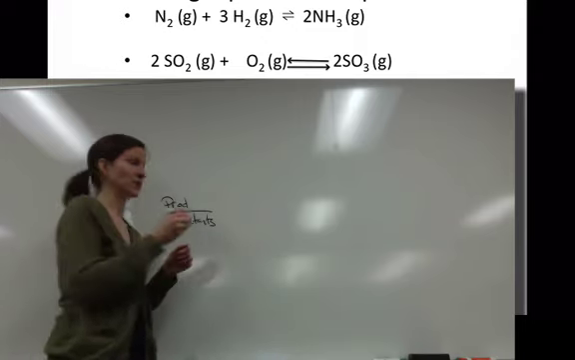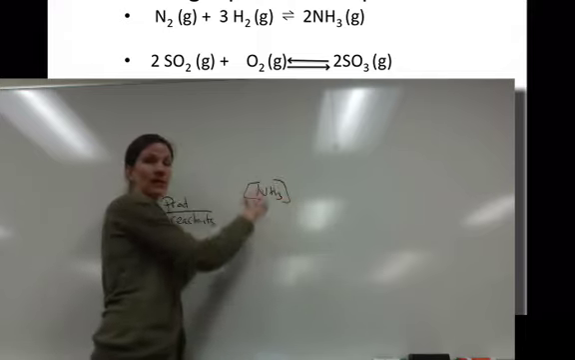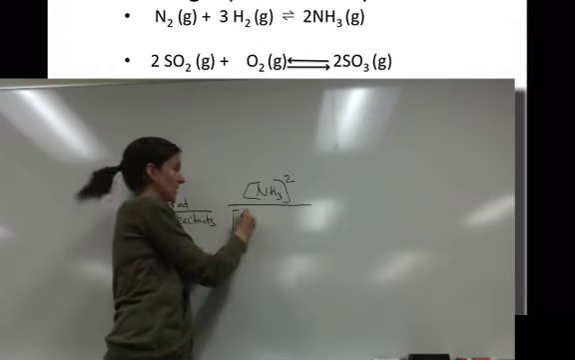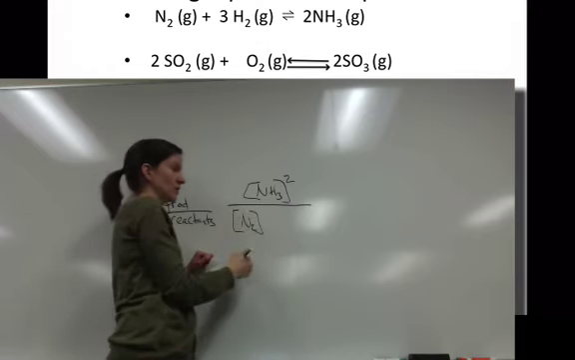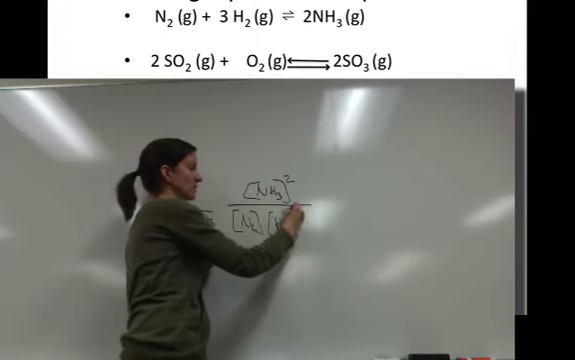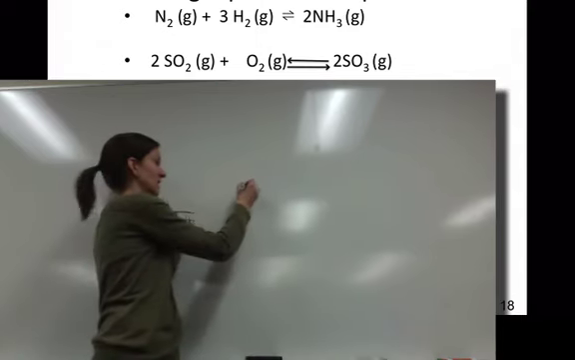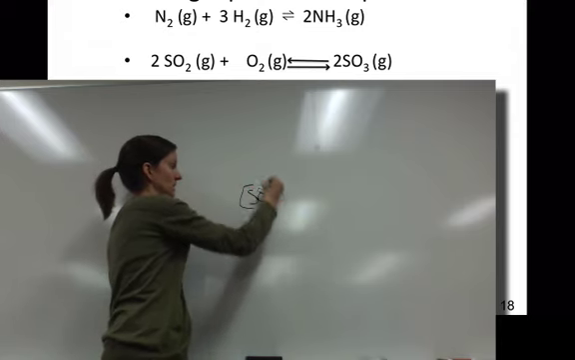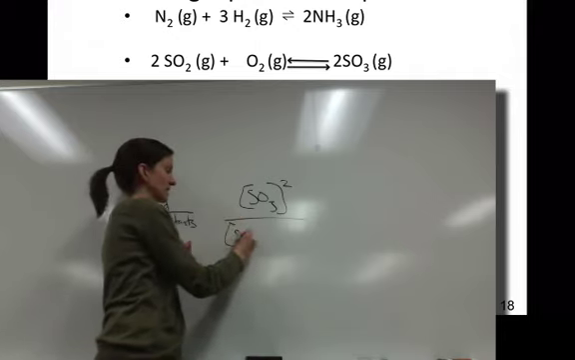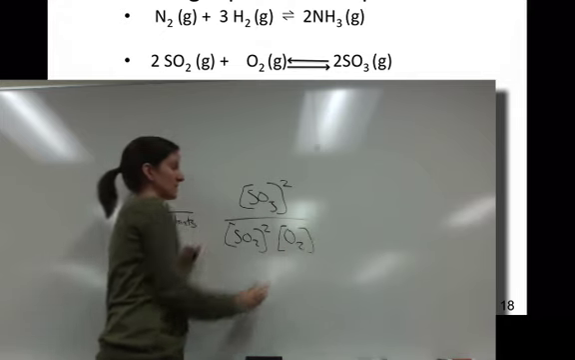So for the first reaction, the product is NH3, and you're going to raise that to the coefficient of 2. And you would divide that by the concentration of N2, which doesn't have a coefficient, so you'd leave it. And then you'd multiply N2 by the concentration of H2, which needs to be raised to a power of 3 because of the coefficient. The next one, your product, is SO3, which has a coefficient of 2 on it. And then you have 2 reactants, SO2, coefficient of 2, and then O2 with no coefficient.